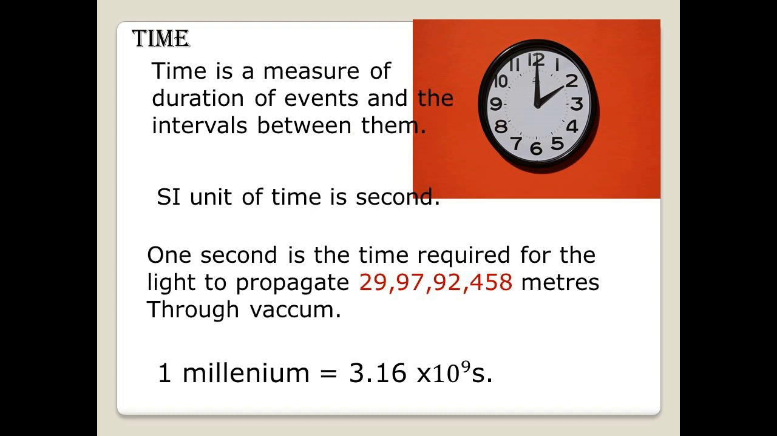Time is a measure of the duration of events and the intervals between them. The SI unit of time is second. How do they define 1 second? It is the time required for light to propagate 29 crore 97 lakhs 92,458 meters through vacuum. Light travels this many meters through vacuum, and that is what we call 1 second. A larger unit of time is 1 millennium, which is equal to 3.16 into 10 to the power 9 second.